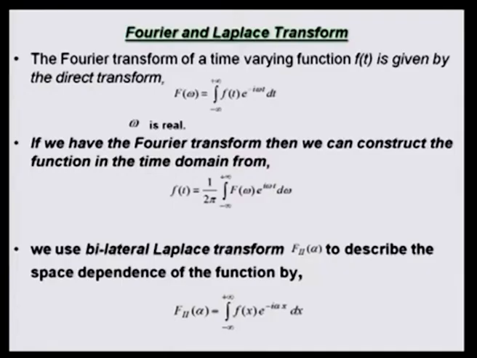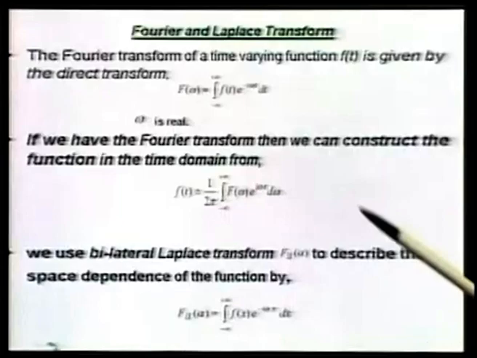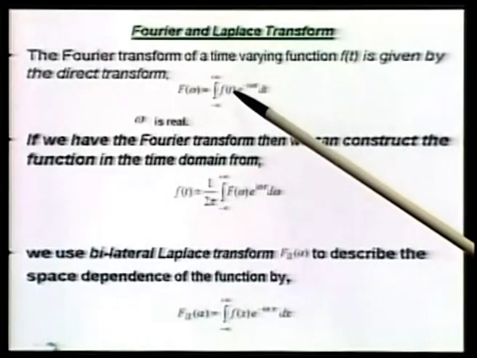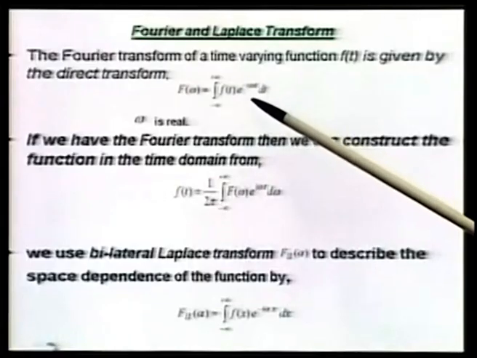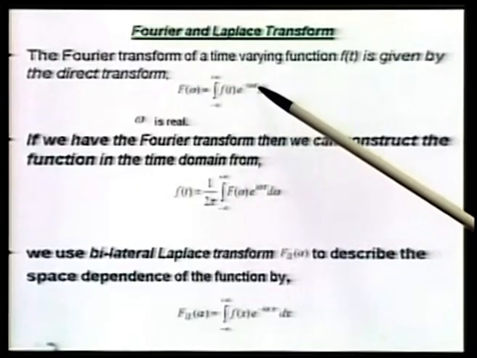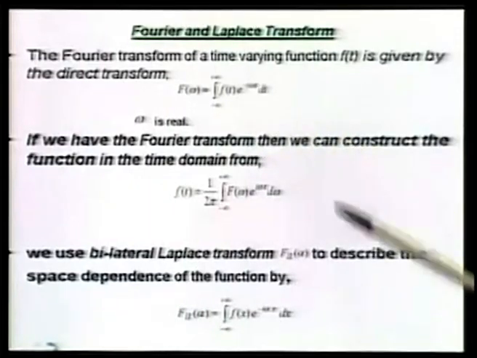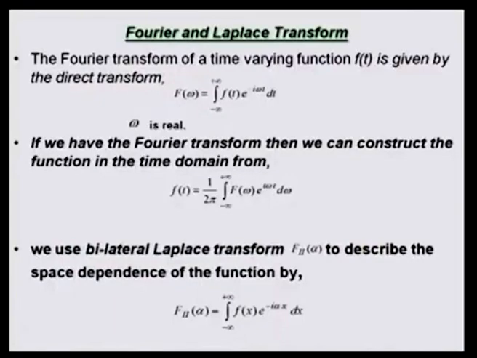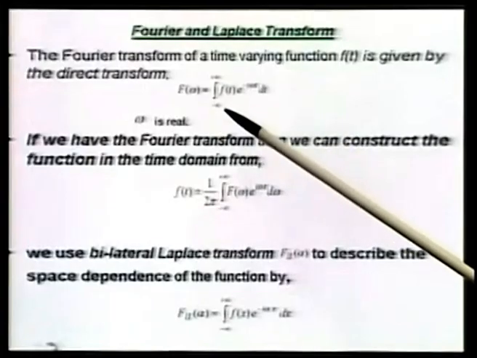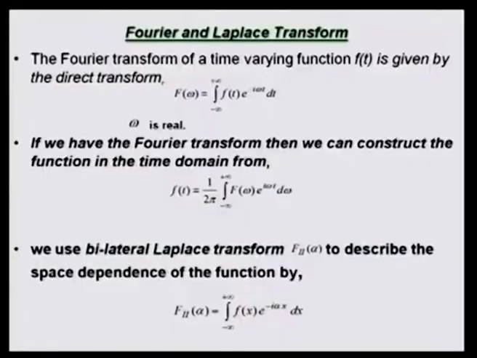Now, first let us talk about the Fourier transform that you are familiar with. The Fourier transform of a time varying function f of t is given by f of omega. How is it defined? Well, I just simply do e to the power minus i omega t times f of t and perform the integral. What happens in this Fourier transform? Omega is real. Omega is always considered real. Please note that I have given the range of time from minus infinity to plus infinity.